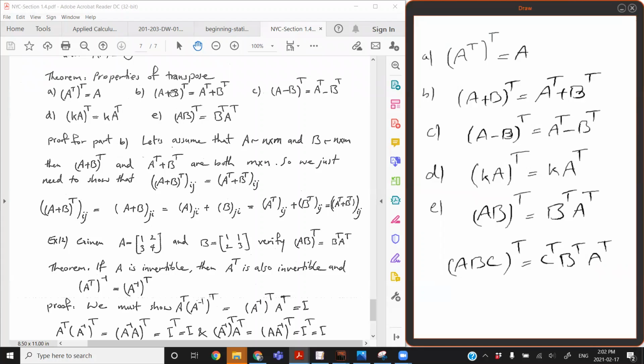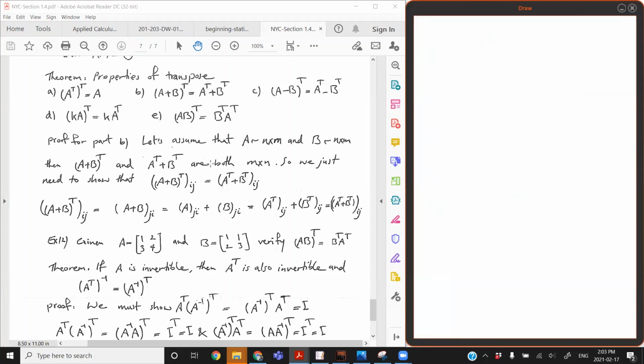Here you have the proof for part B. Let's assume that A is m by n and B is also m by n. A and B do not have to be square. Then (A plus B) transpose and A transpose plus B transpose are both going to have the same size. And then you also need to prove that the corresponding entries are the same.